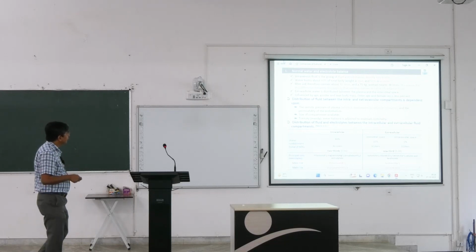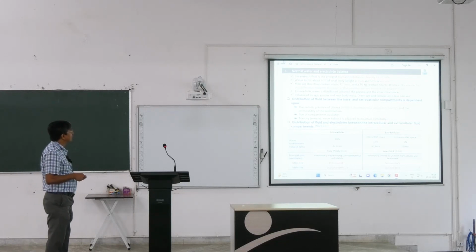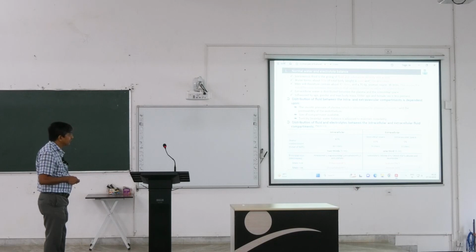Now, this distribution of fluid between intra and extravascular. So this is intravascular, this is also extravascular, this is also extravascular. Okay. Extracellular means two: intravascular and interstitial. So apart from intravascular, everything is extravascular. Okay. So extravascular means interstitial and intracellular, both.